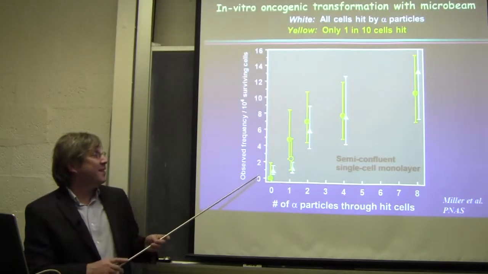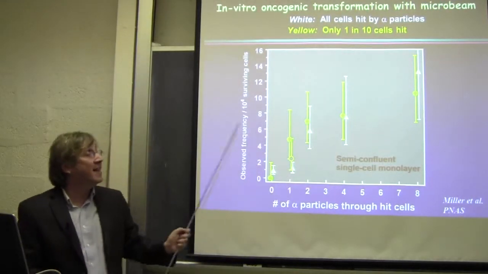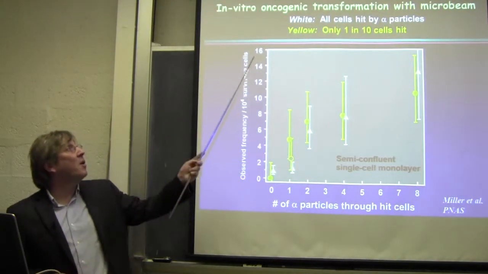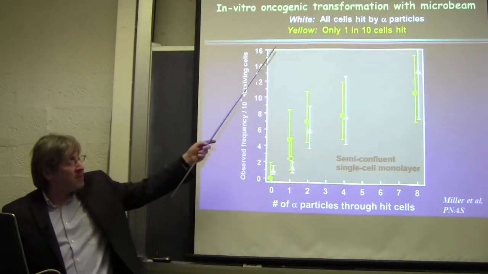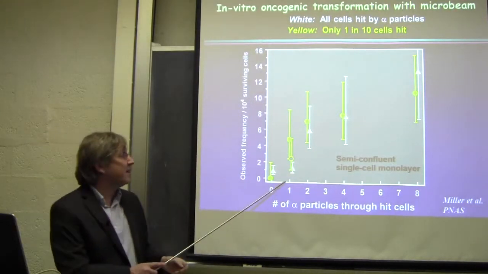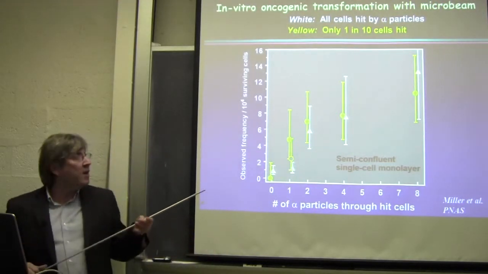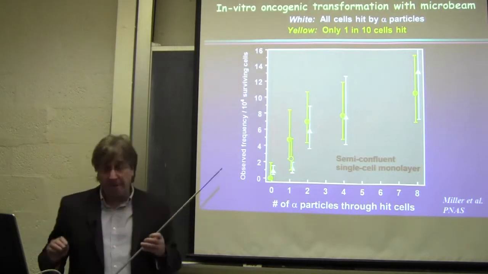And what you see is two remarkably similar data sets, the white and the yellow. In other words, it doesn't seem to make that much difference whether you irradiate all the cells on a dish or only 10% of the cells on a dish. The results are pretty close to each other, which again is a pretty extraordinary result and certainly points to bystander responses.